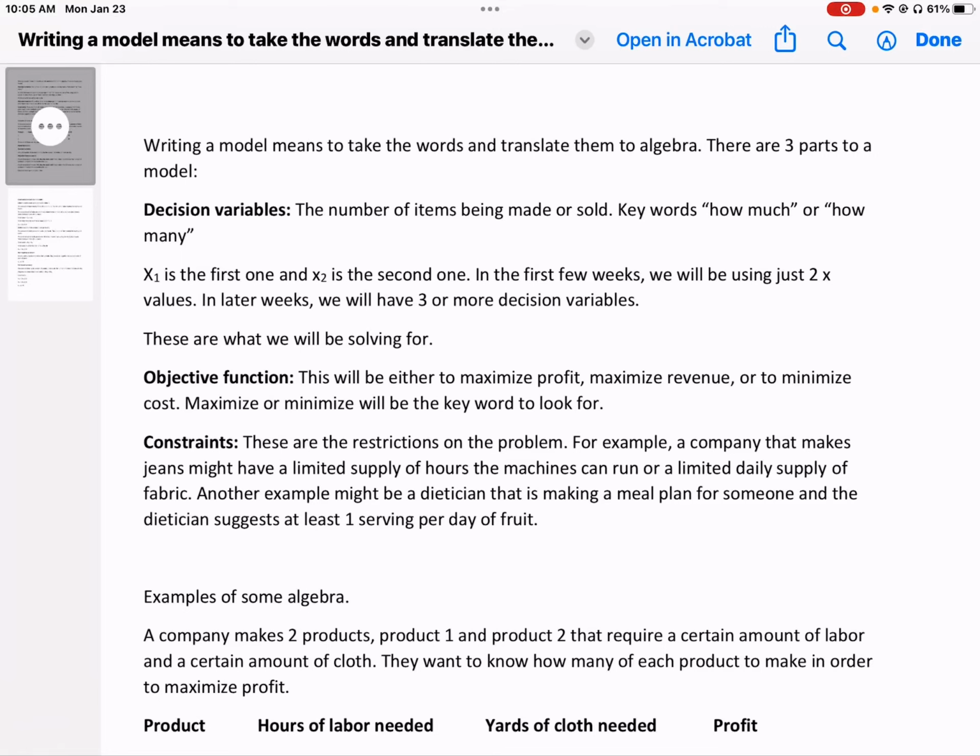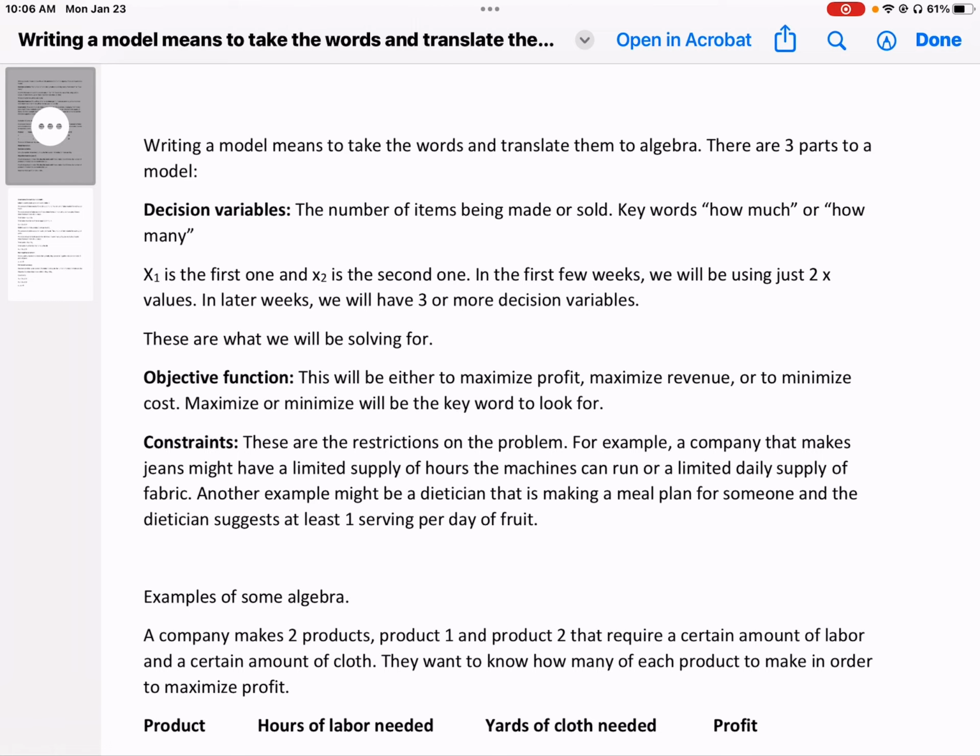Writing a model means to take the words and translate them to algebra. There are three parts to a model: decision variables, the number of items being made or sold; keywords, how much, how many. X1 is the first one and X2 is the second one. In the first few weeks, we'll be using just two X values. In later weeks, we will have three or more decision variables. These are what we will be solving for.